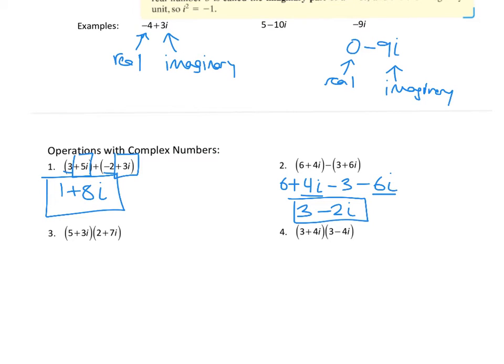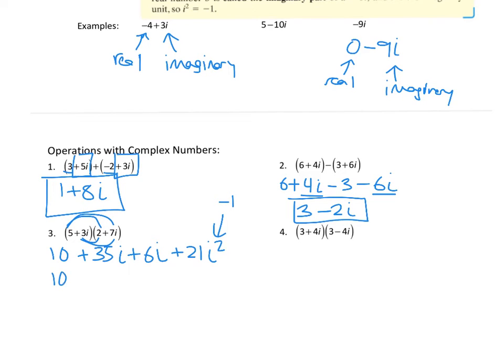And then in number 3, we're going to use the distributive property, or FOIL. 5 times 2 is 10. 5 times 7i would be 35i. 3i times 2 would be 6i. And then 3i times 7i is 21i squared. But we can simplify i squared because i squared is negative 1.